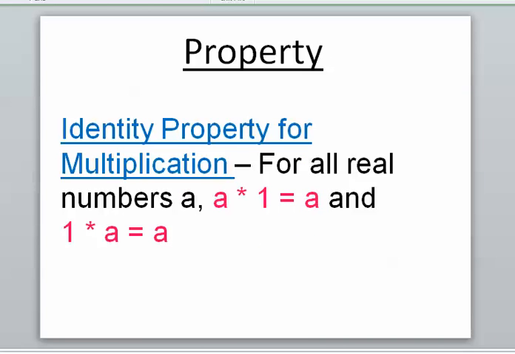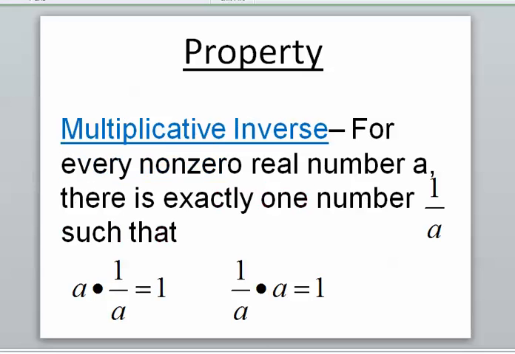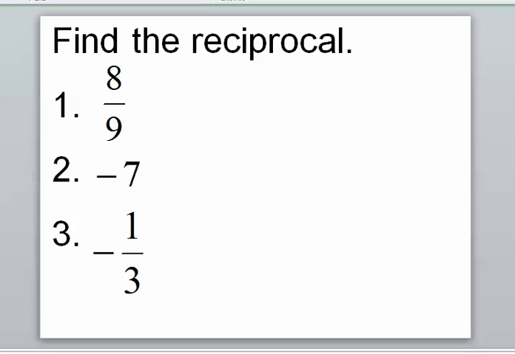Identity property for multiplication just says if you multiply anything times 1, you get itself. That's the identity property. Multiplicative inverse says that if you multiply something by its inverse, meaning you flip-flop its fraction. So as you look here, this a over 1 has been flip-flopped to 1 over a. So if you multiply something by its inverse, you get 1. Or its reciprocal is another word.